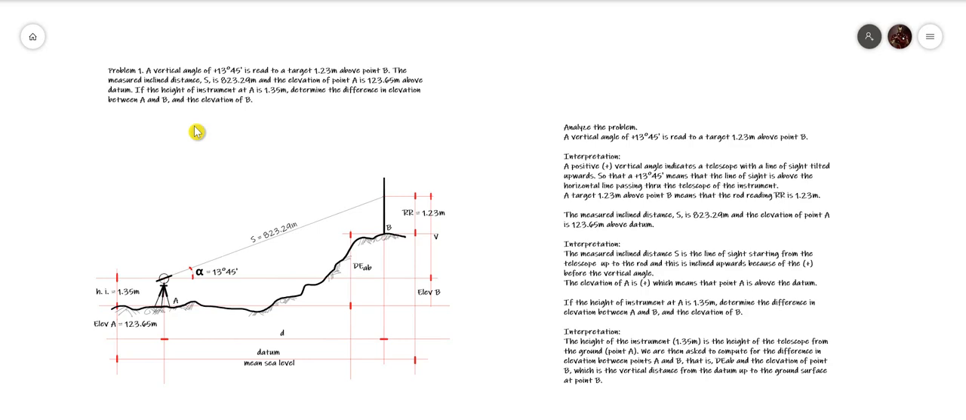Sample problem 1. A vertical angle of plus 13 degrees 45 minutes is read to a target 1.23 meters above point B. The measured inclined distance, S, is 823.29 meters. And the elevation of point A is 123.65 meters above datum.